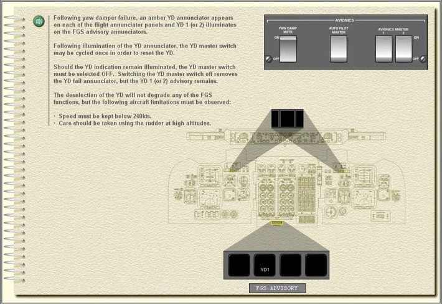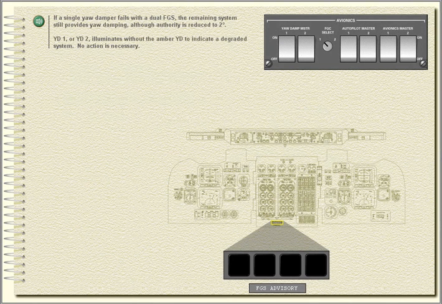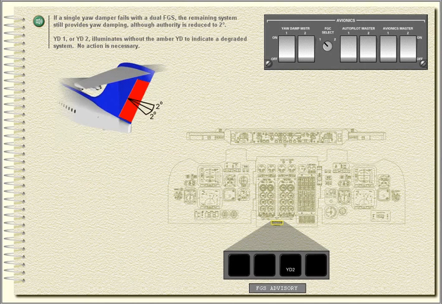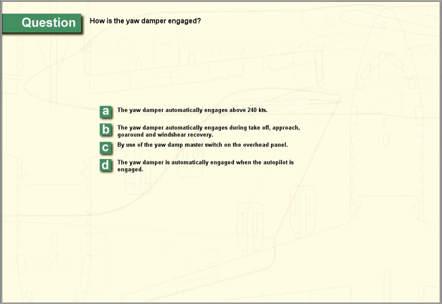The deselection of the yaw damper will not degrade any of the FGS functions, but the following aircraft limitations must be observed. Speed must be kept below 240 knots. Care should be taken using the rudder at high altitudes. If a single yaw damper fails with a dual FGS, the remaining system still provides yaw damping, although authority is reduced to 2 degrees. YD1 or YD2 illuminates without the amber YD to indicate a degraded system. No action is necessary.